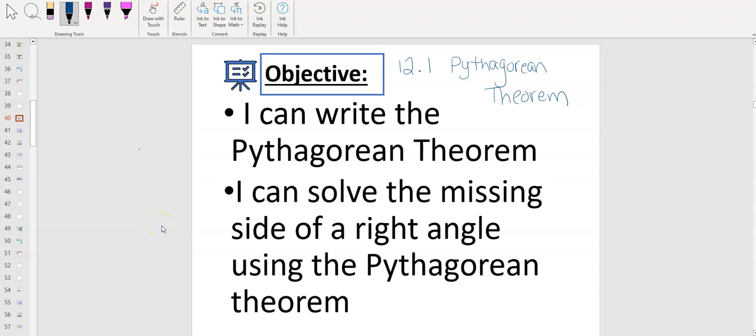All right, welcome ladies and gentlemen. We are looking at 12.1 Pythagorean theorem. So get your notes ready, because in this lesson we're going to learn about the Pythagorean theorem and how to write it, and we're going to understand how to solve the missing side of right triangles using the Pythagorean theorem.